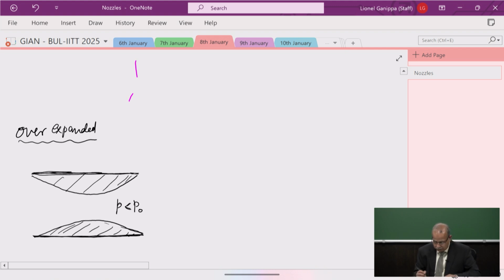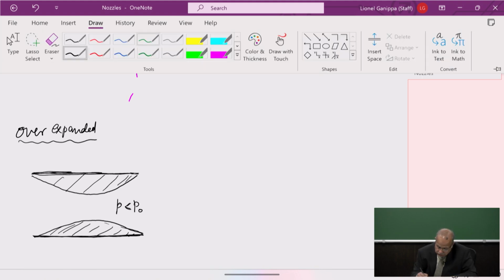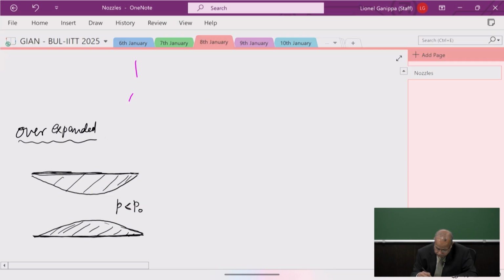Now, the flow comes to the exit, and now it is realizing that it has expanded more than the ambient. Then the flow realizes that there is only one way by which the pressure can be balanced, through the formation of an oblique shock. An oblique shock will form at the exit of the nozzle. And there will also be an oblique shock formed.